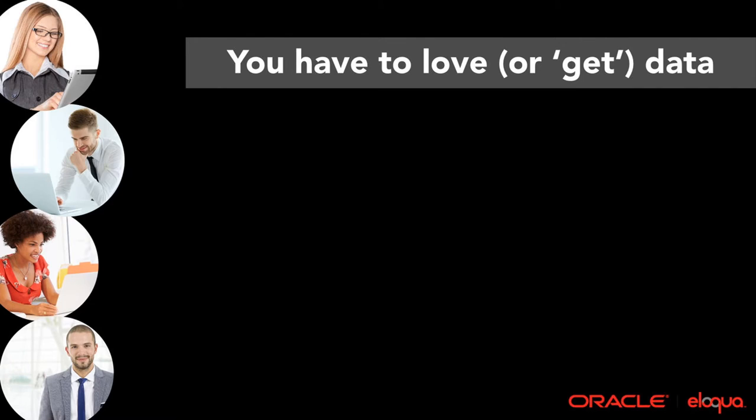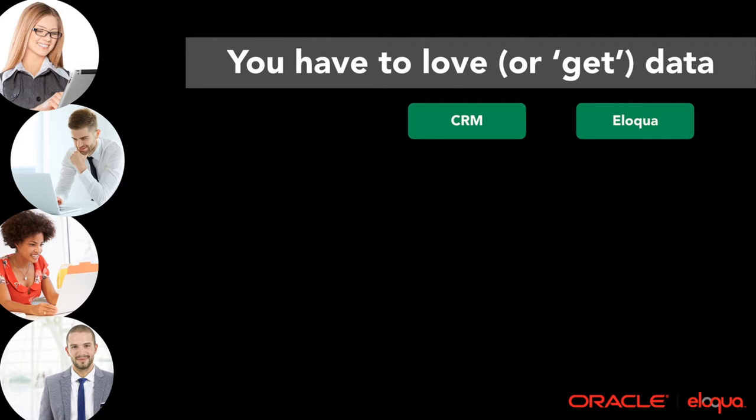The first thing, you have to love or maybe at least get data. It's hard to be a digital marketer today running campaigns like you are running without having an appreciation for data and the constructs that exist. So most of you will have a CRM, and that CRM is potentially connected in some way to Eloqua. Now, depending on the size of your organization, you may also have an ERP system. So the ERP system is usually that big, gnarly back-end system that is your financials, et cetera.